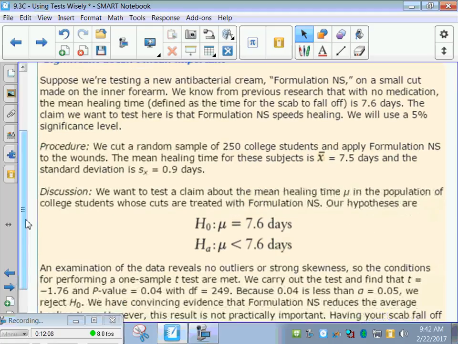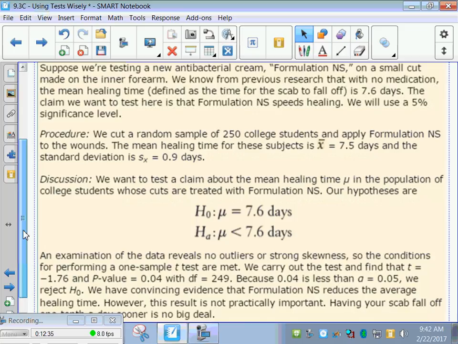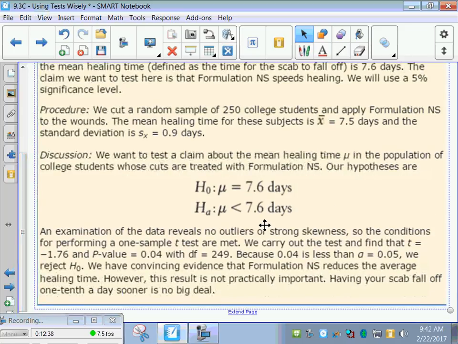So suppose we're testing a new antibacterial cream on a small cut made on the inner forearm. We know from previous research that with no medication, the mean healing time, defined as the time for the scab to fall off, is 7.6 days. The claim we want to test here is that formulation NS speeds up healing. So we use a 5% significance level. We do the whole procedure, good times, all right? And we get 250 kids. We get 7.5 days from our sample. Wow, right? 7.5 is our sample, but it takes 7.6 days.